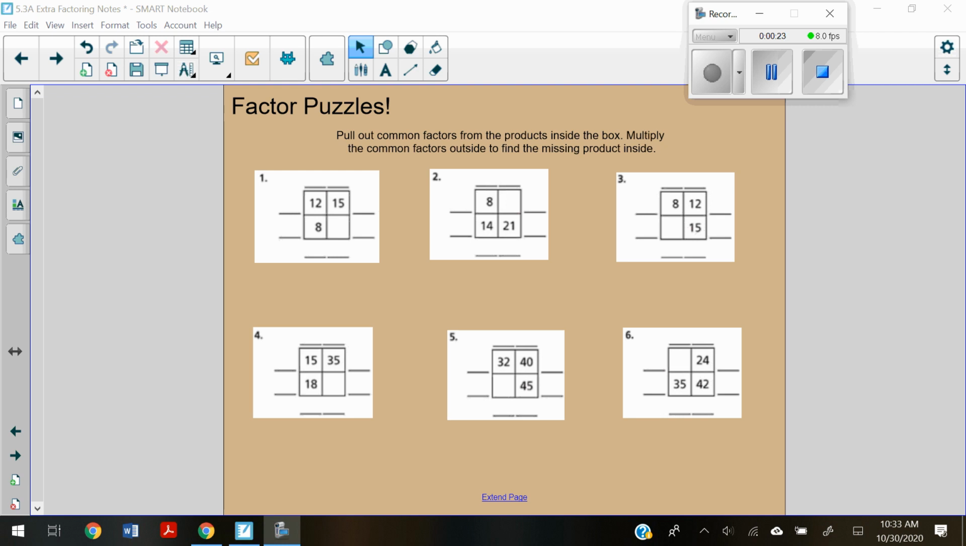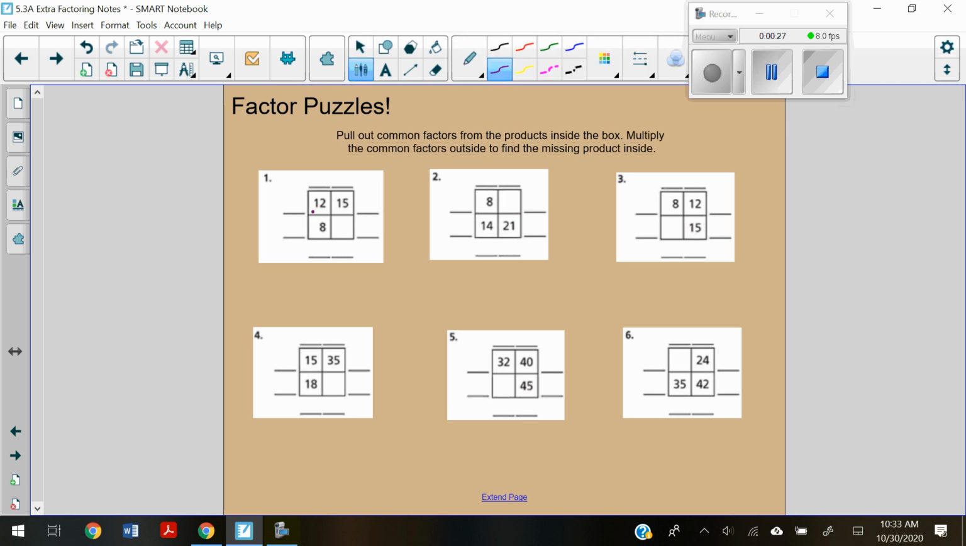So if we look here, we have 12 and 8. So what's a common factor, a common thing that multiplies into both of them? And that would be 4. Okay, and then we find our ones on the outside, the other side. 4 times what is going to give me 12? Well, that's 3. So I'm going to carry that over. 4 times what gives me 8? Well, that's 2. So I'm going to carry that over.